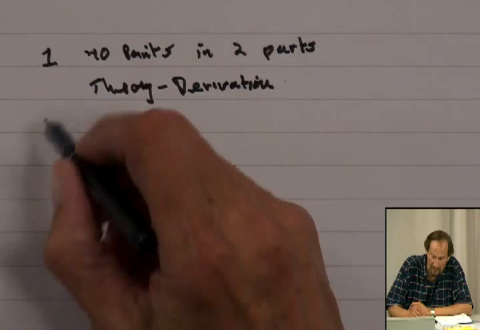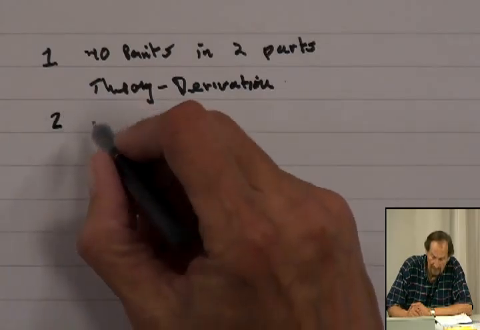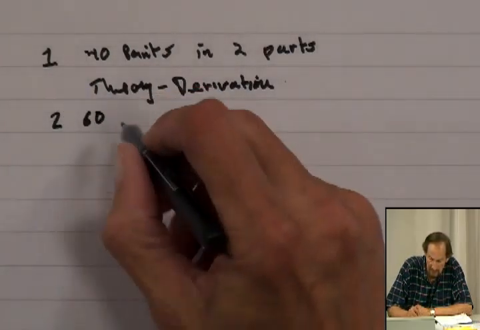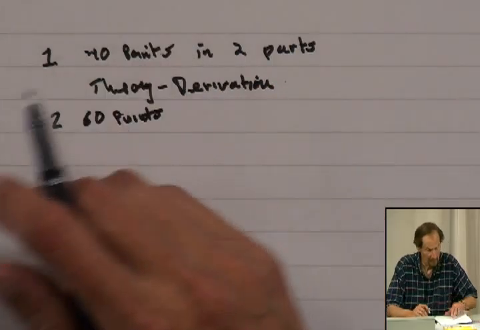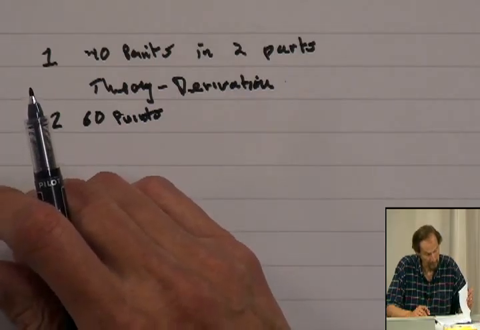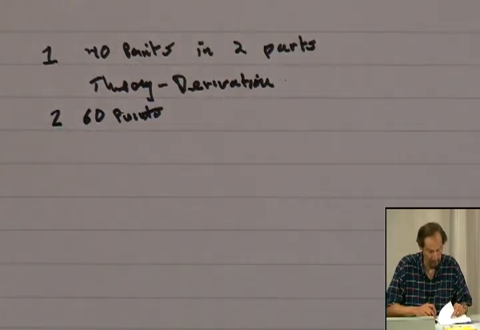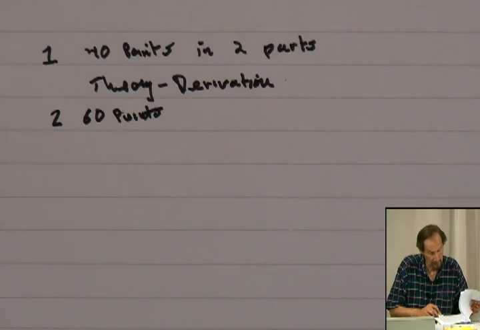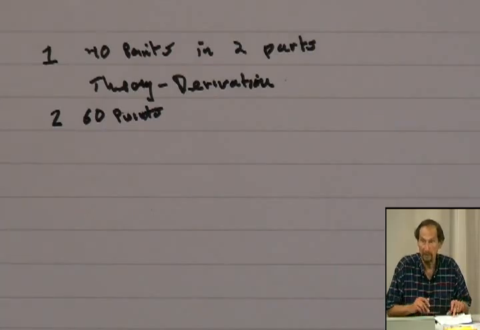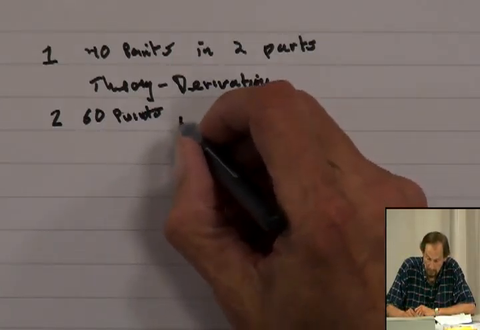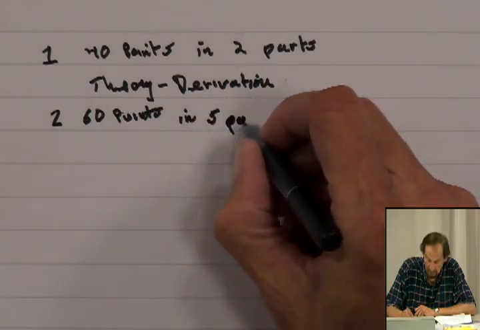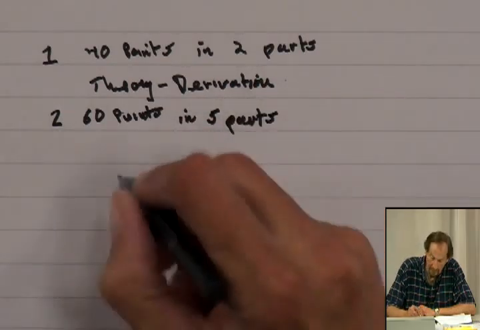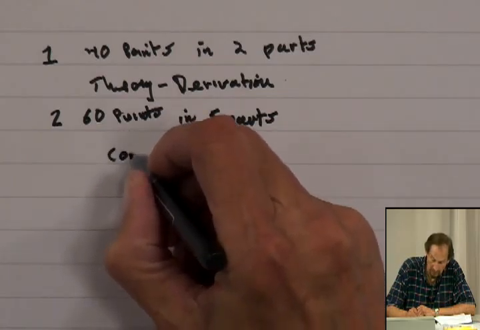The second question is 60 points, and I think it's in 3 parts. Let me check here. Maybe more than 3 parts: 3, 4, 5 parts. And this one is computational.